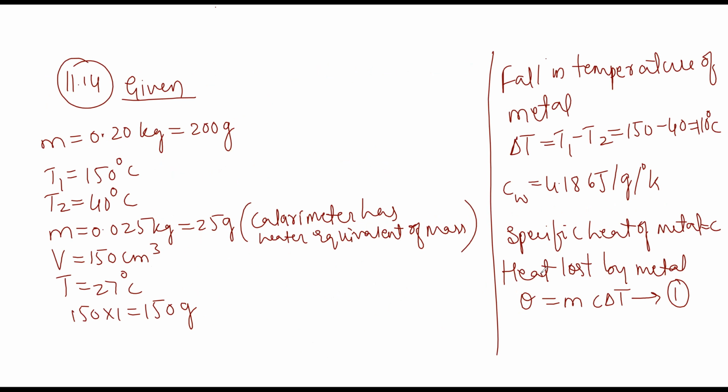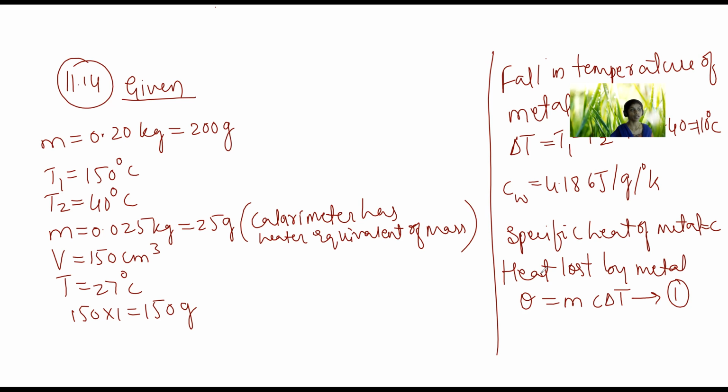So this is the solution for 11.14. ಏನ್ ಕೊಟ್ಟೈತಿ? Mass value ಕೊಟ್ಟಾರ, T1 ಕೊಟ್ಟಾರ, T2 ಕೊಟ್ಟಾರ, ಆಮೇಲೆ calorimeter has a water equivalent mass they have given. Volume ಕೊಟ್ಟಿದ್ದಾರೆ 150 centimeter cube. ಆಮೇಲೆ fall in temperature of the metal calculate ಮಾಡ್ತೀವಿ. Change in specific heat of water ಕೊಟ್ಟಿದ್ದಾರೆ.